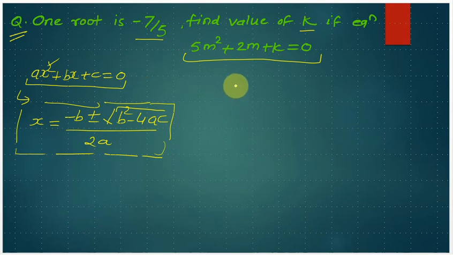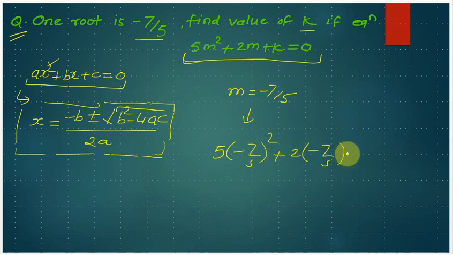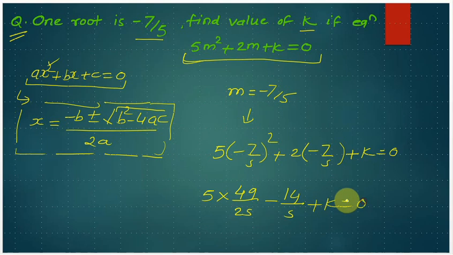So let one root m be equal to minus 7 by 5. This value satisfies the given equation, so by putting this value, 5 into minus 7 by 5 whole square plus 2 into minus 7 by 5 plus k is equal to 0. Now 5 into minus 7 by 5 whole square means 7 square is 49, 5 square is 25, and minus into minus is plus. So 2 into 7 is 14 upon 5 plus k is equal to 0.